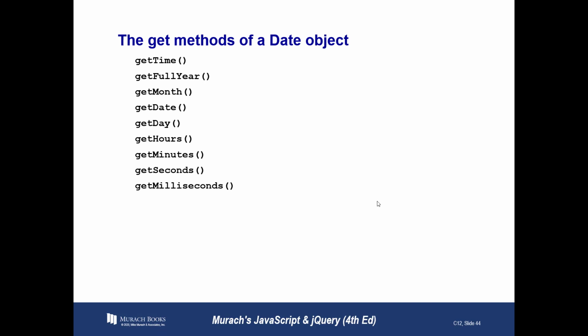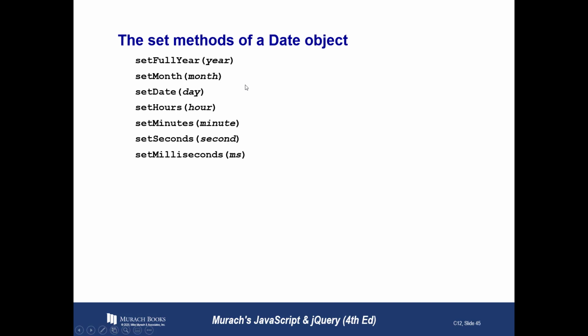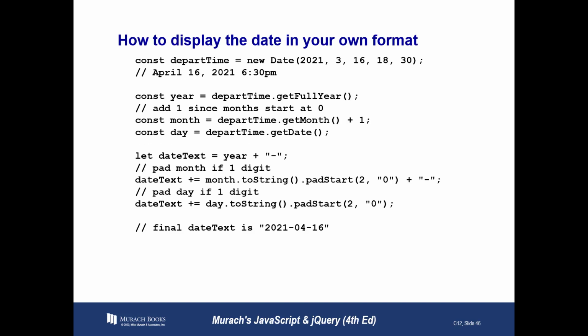And I'm not going to read these. You can see them all yourselves. Not only can you get them, you can set them. So get means that would be on the right-hand side of an equal sign, and you'd be assigning it to a variable. Set, there'd be no equal sign. You just would be calling it.